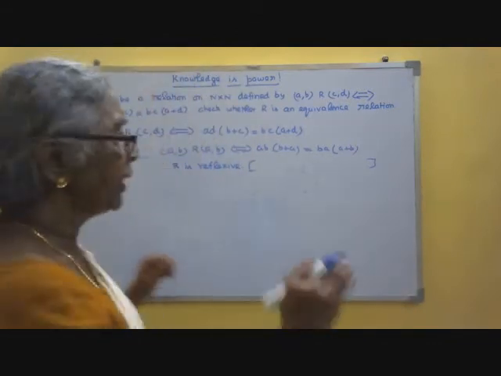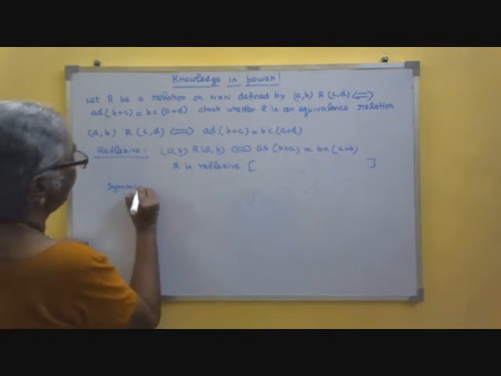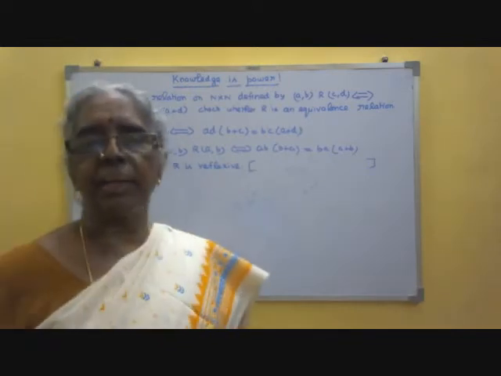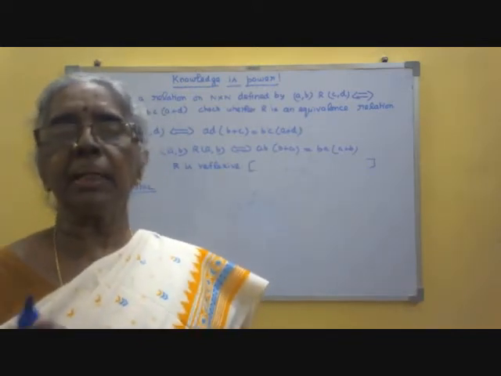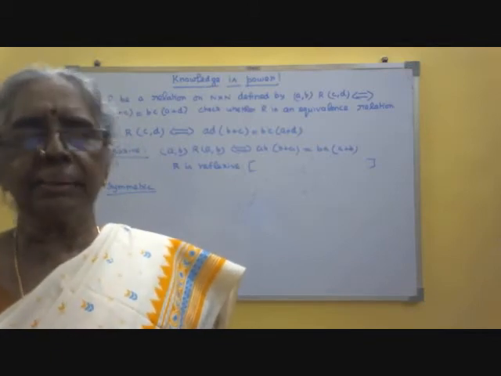Right? Now let us move on to symmetric. In symmetric, if (A, B) is related to (C, D), if that implies (C, D) is related to (A, B), you can say R is symmetric.